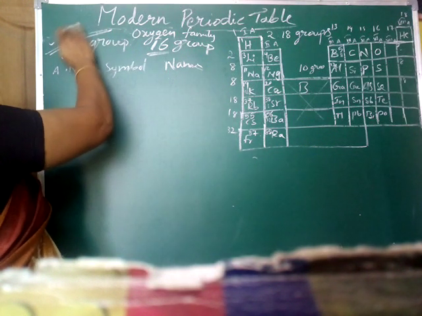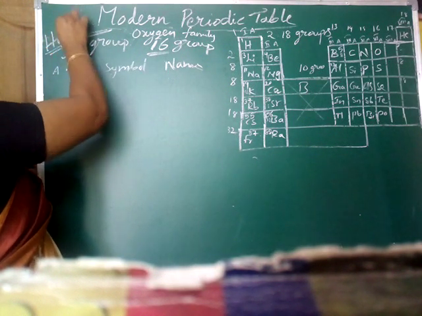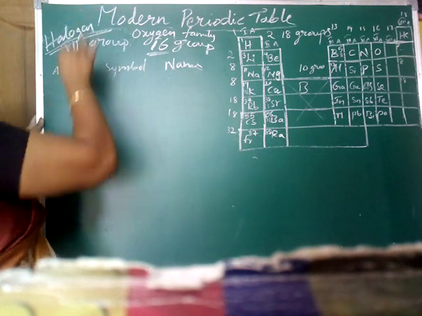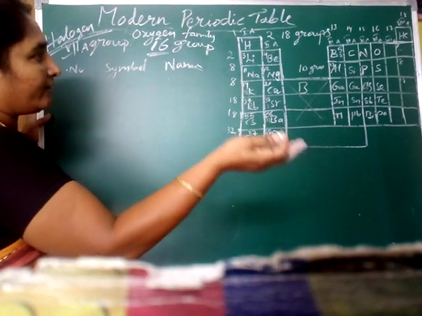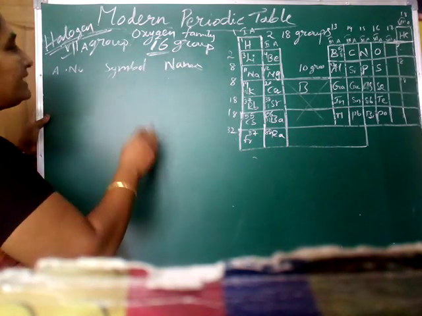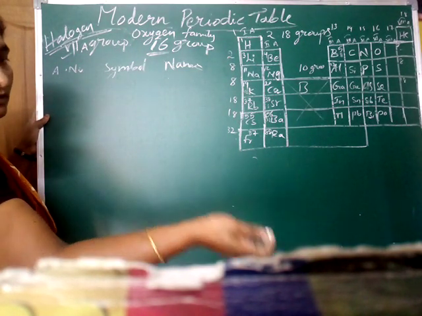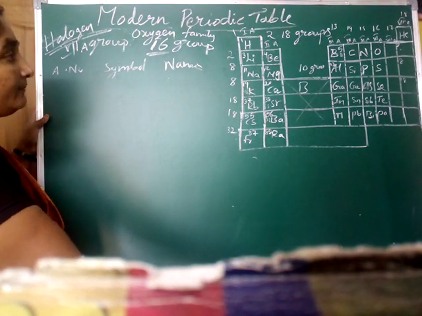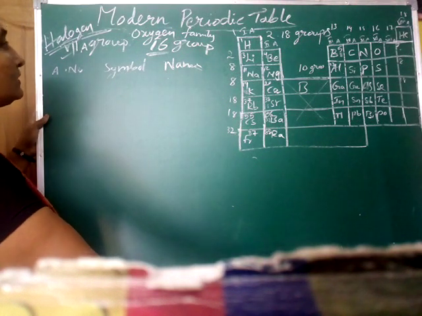7th A group elements are called halogens, the halogen family, because those are available in the ocean. Halo means ocean, no? That's why these are called halogens. These are all elements also available in the ocean.